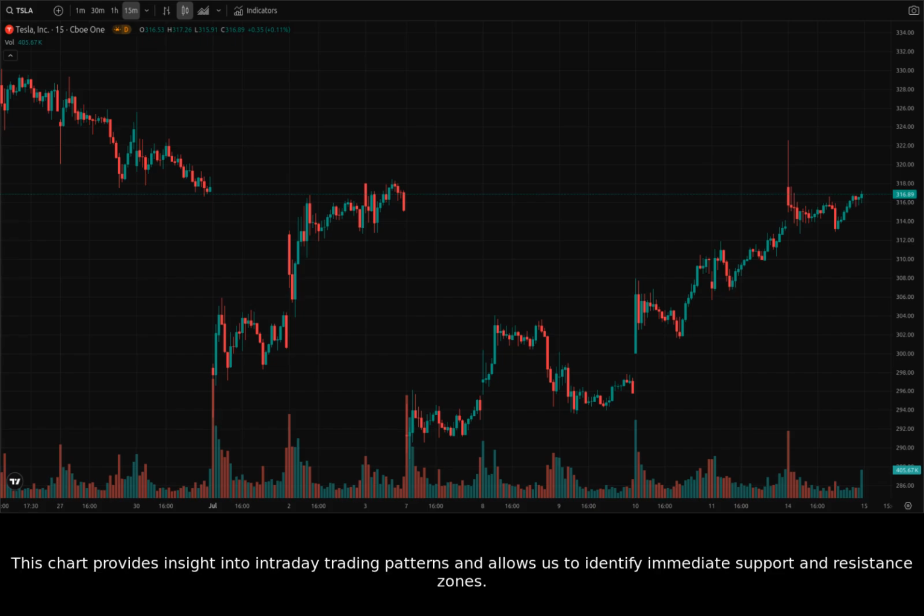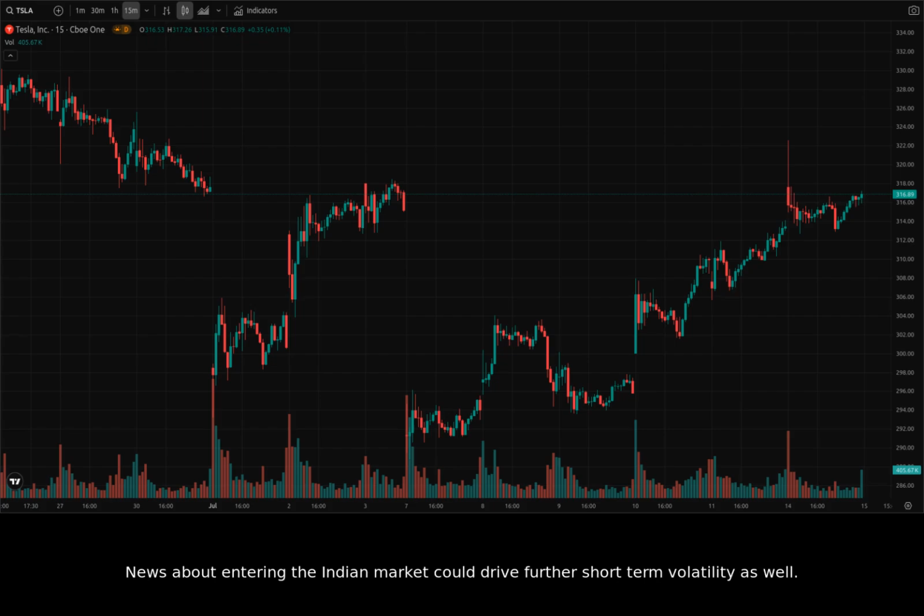This chart provides insight into intraday trading patterns and allows us to identify immediate support and resistance zones. We can see Tesla moving between $316 and $317 today, and we'll see if it's able to break above to test that longer-term resistance level. News about entering the Indian market could drive further short-term volatility as well.